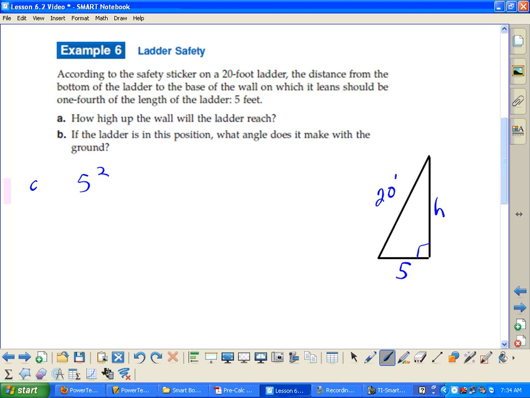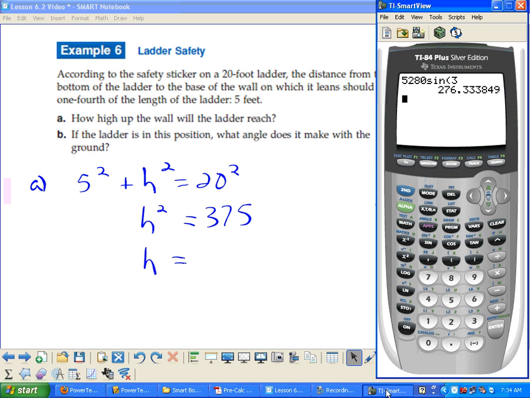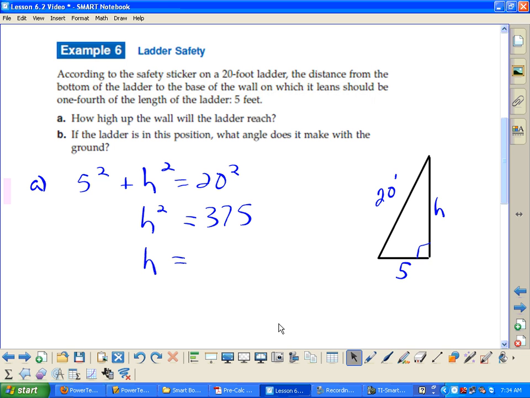So 5 squared plus h squared equals 20 squared. So we subtract 5 squared from both sides, we get 375. Okay, that would be 400 minus 25. So the height up the wall would be the square root of 375, which is approximately 19.36 feet. So that's almost as high as the ladder.